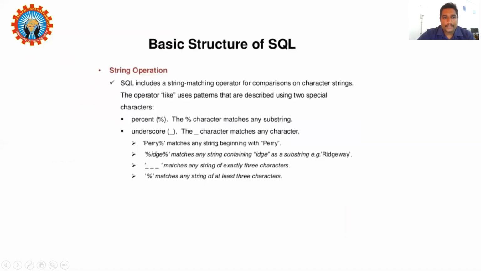So this is the various representation, starting with a quotation. This is a name, which means you should represent it in a single quotation. Perry followed by percentage matches any string beginning with PERRY, Perry. And if you are saying percentage IDG percentage, it means a substring which consists of IDG. Okay. Next, underscore means it checks exactly the particular data.